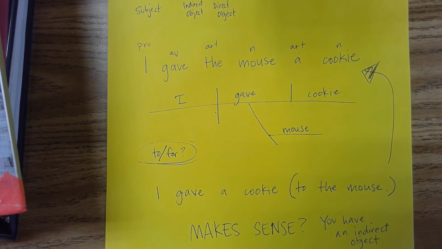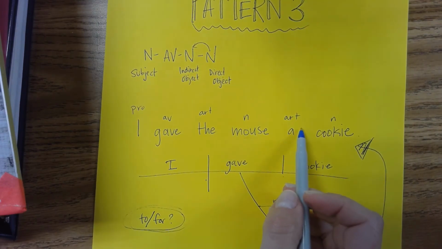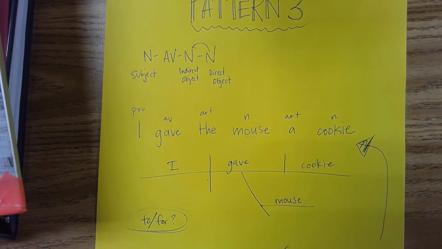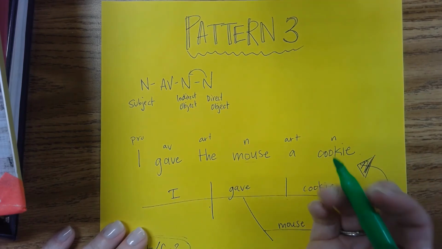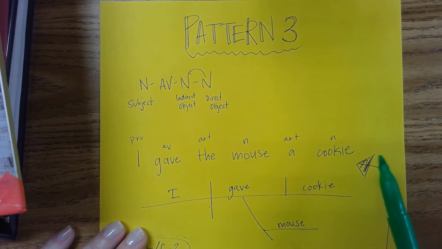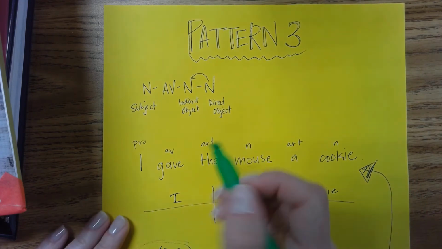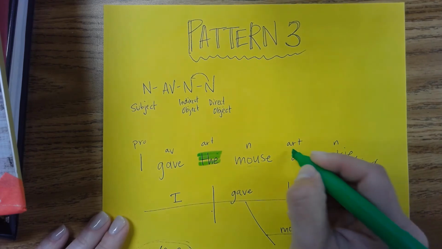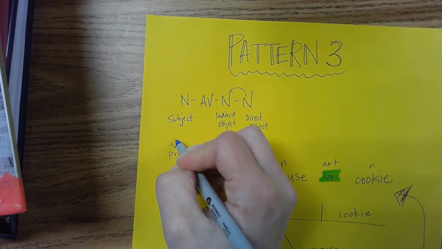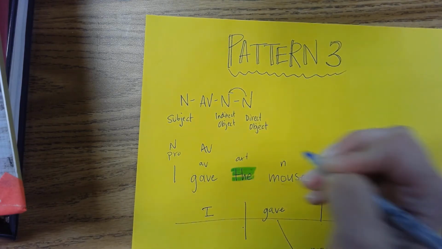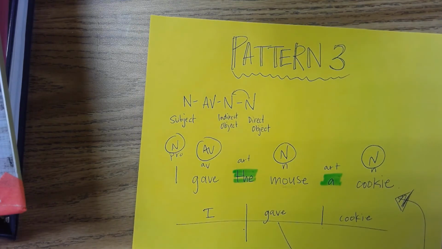But again, this is why if we were to add a bunch of prepositional phrases into here, you would still be able to get rid of all of your modifiers. Like, let's say we had multiple prepositional phrases. I gave the mouse a cookie after school. You would still be able to get rid of it. So you still get rid of any of your modifiers, and now you have a noun, action verb, noun, noun sentence. See how I'm saying?